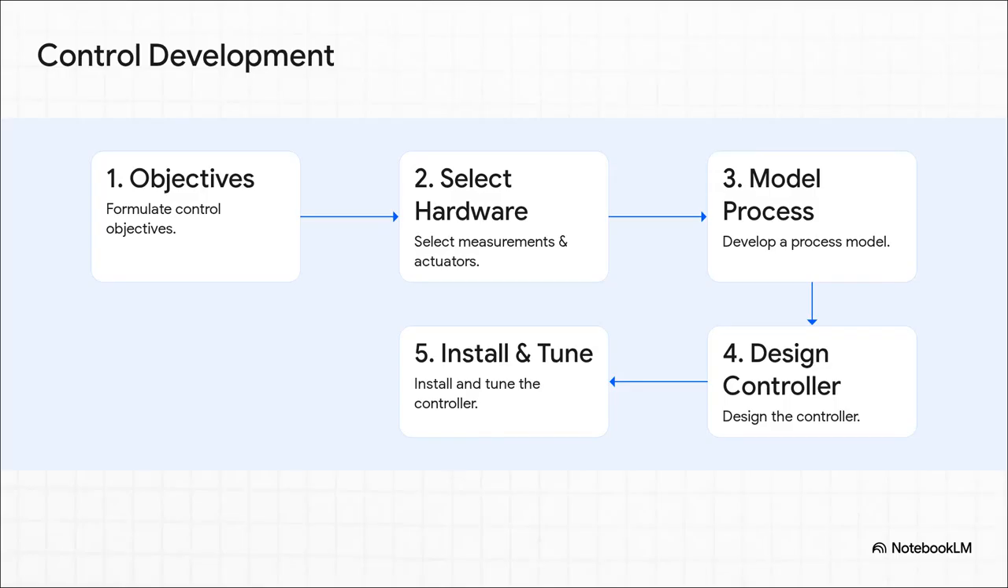Building a control system isn't just guesswork. It's a very structured engineering process. And as you can see here, a really critical early step is to develop a process model. This is basically a mathematical description of how the system behaves. It's the blueprint you absolutely need before you can even think about designing the controller.